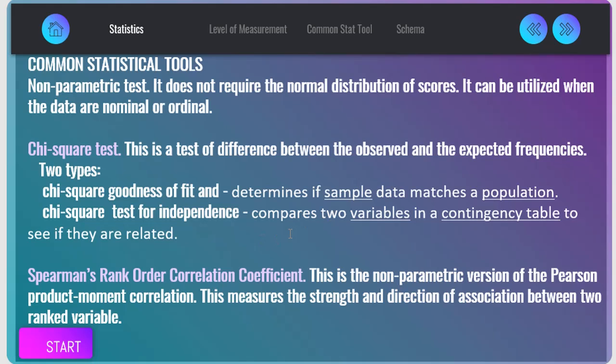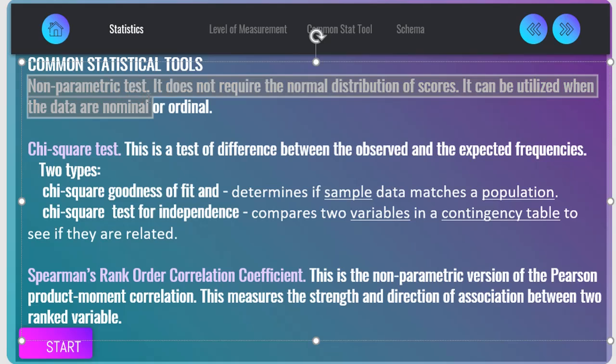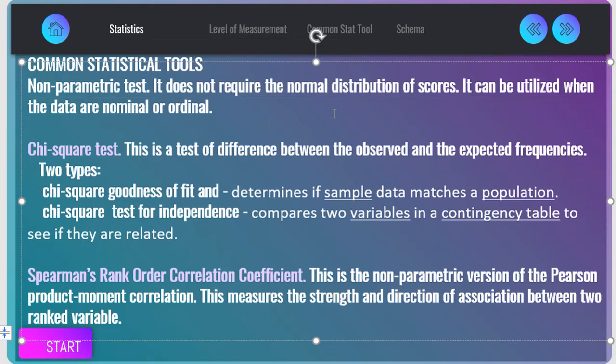Now let's move on to the second category of inferential statistics, which is the non-parametric test. So if parametric tests require a normal distribution of scores, non-parametric tests or statistical tools do not require such. And non-parametric tests can be utilized when the data are nominal or ordinal. Okay, so let's start with the first type of non-parametric test.